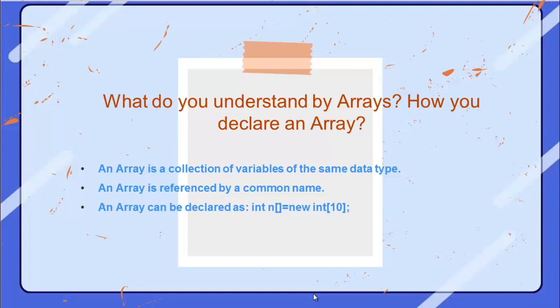What do you understand by the array? How do you declare an array? Array is a collection of variables of the same data type. An array is referred by a common name. Array can be declared this way: int n[] = new int[10].